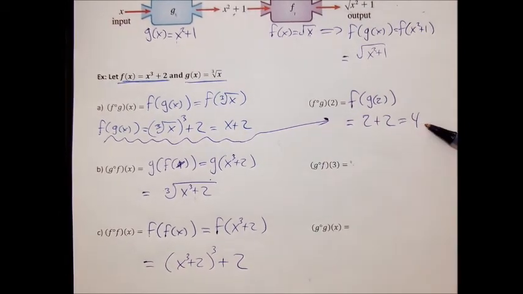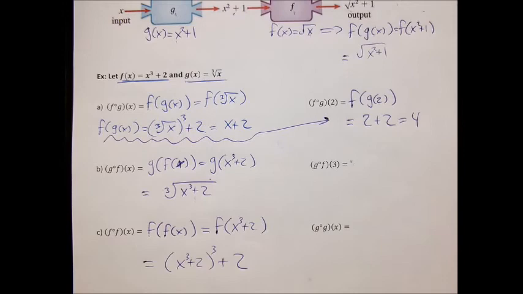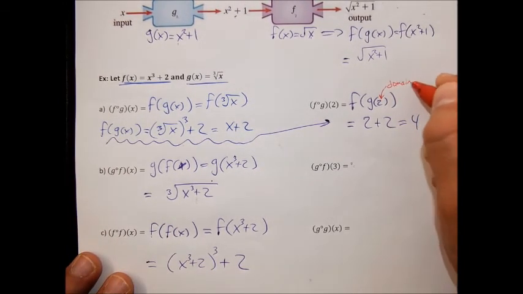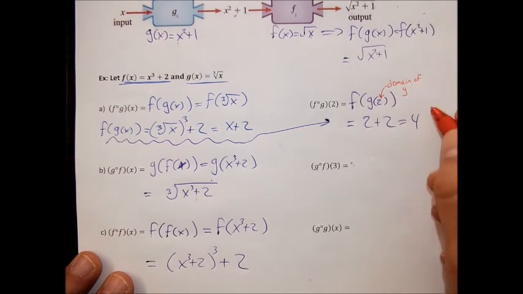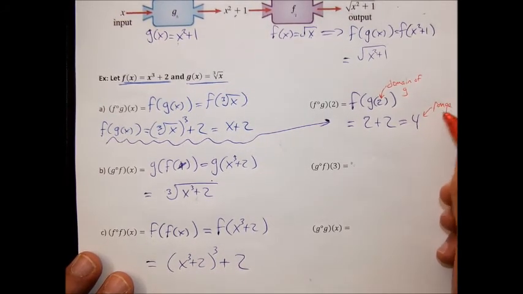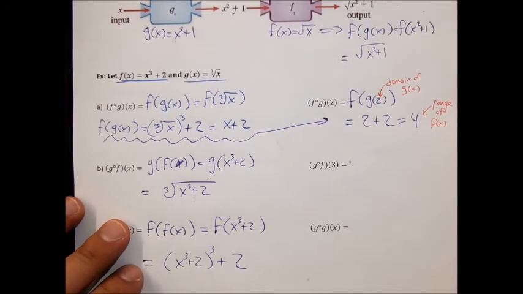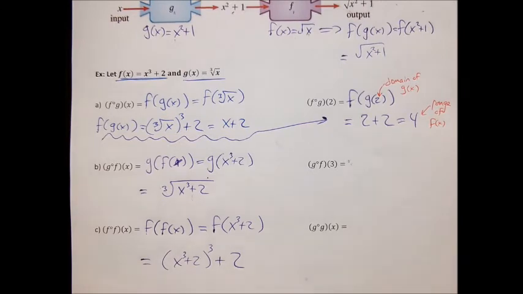And 4 must be in the range of f. Right, so 2 is in the domain of g, and 4 is in the range of f. Questions?